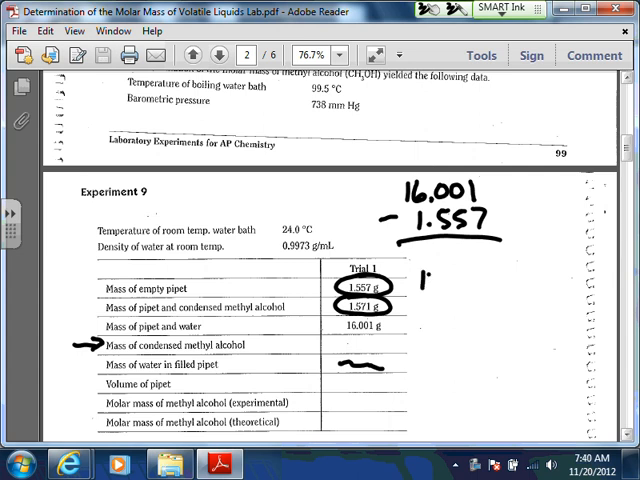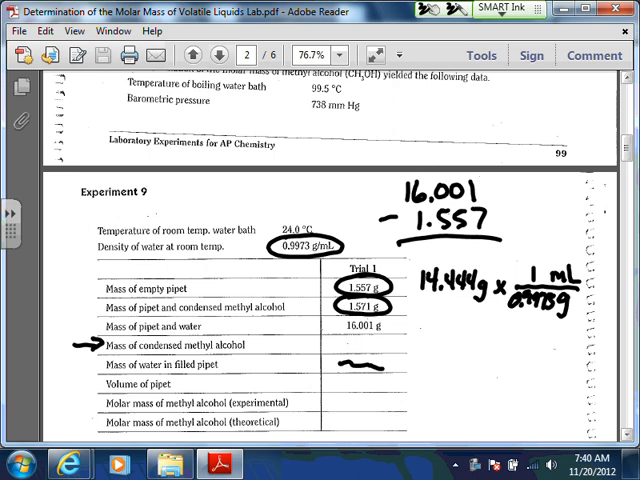So to find the volume of the water, if we've got 14.444 grams of water, then we can use the density of water at room temperature that they give us here, 0.9973, to calculate the milliliters of water. And that's going to give us the volume of the pipette, okay? Because we're going to assume that we filled this pipette completely up with water. So whatever the volume of the water is, that's going to be the volume of the pipette. I guess this would be the 0.9973 down here, and this would be 1 up here. So whatever you get there, that's the volume.